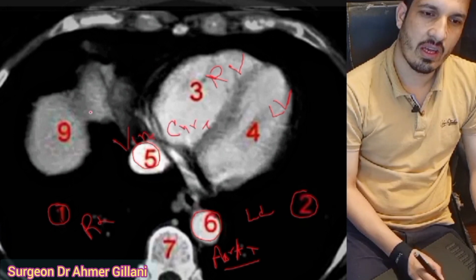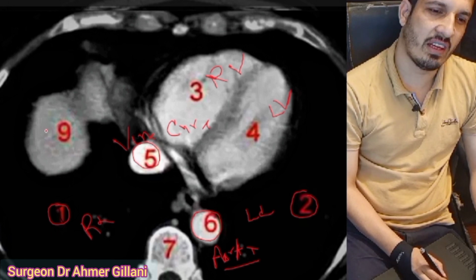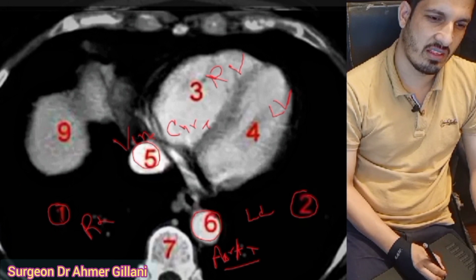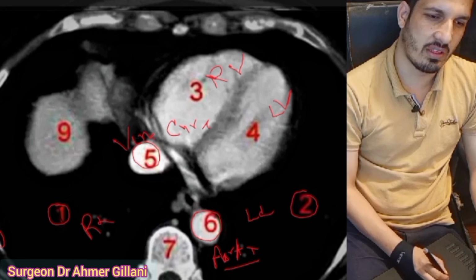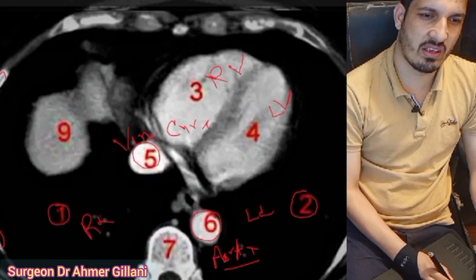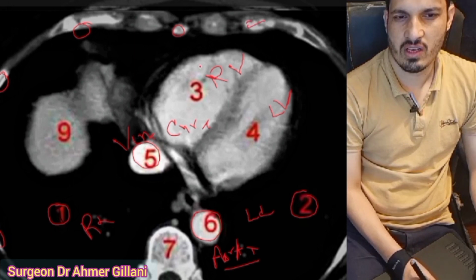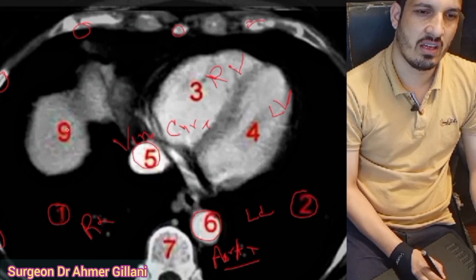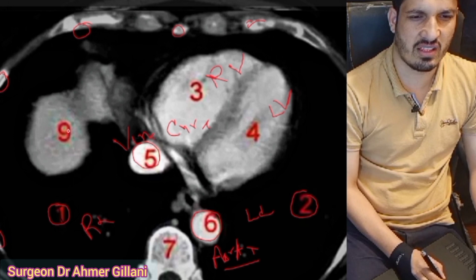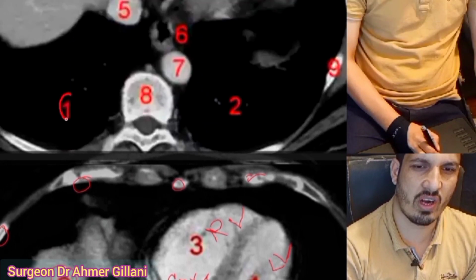Okay, and finally, what is this structure? This is basically a rib, and these radiopaque structures are all ribs of the patient. And finally the structure 9, the dome of the diaphragm, or you can say that the liver is now emerging. Now we will move on to the next slide.